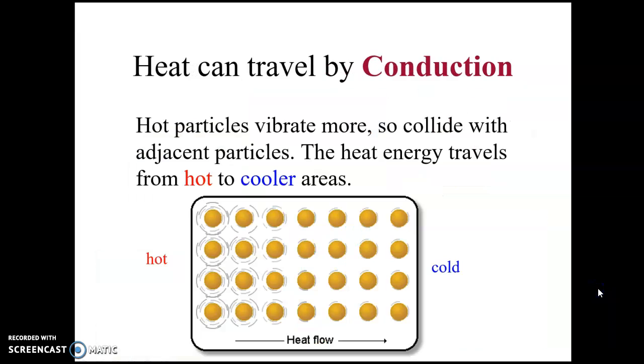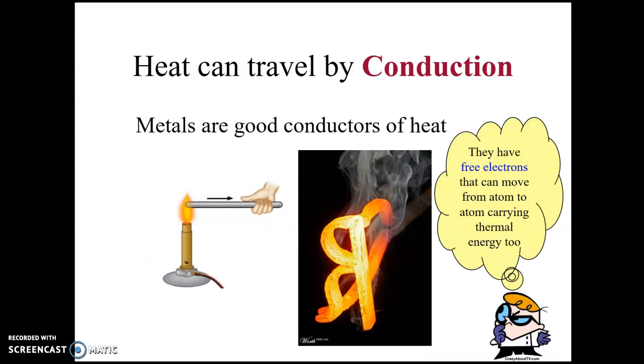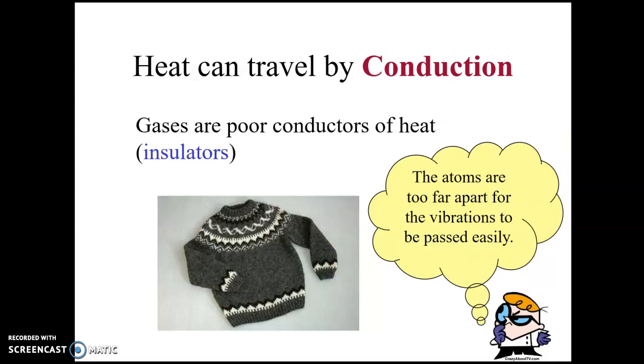Okay, we looked at heat transfer by conduction. So the vibrating particles colliding with each other and passing the vibration along. We talked about metals being good conductors because the atoms are close together and they have free electrons that can jump from atom to atom. And we talked in particular about gases and air being bad at conducting, i.e. they are insulators.